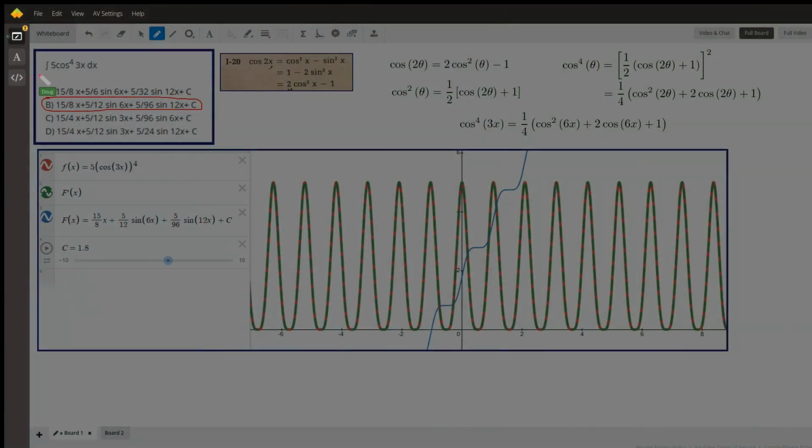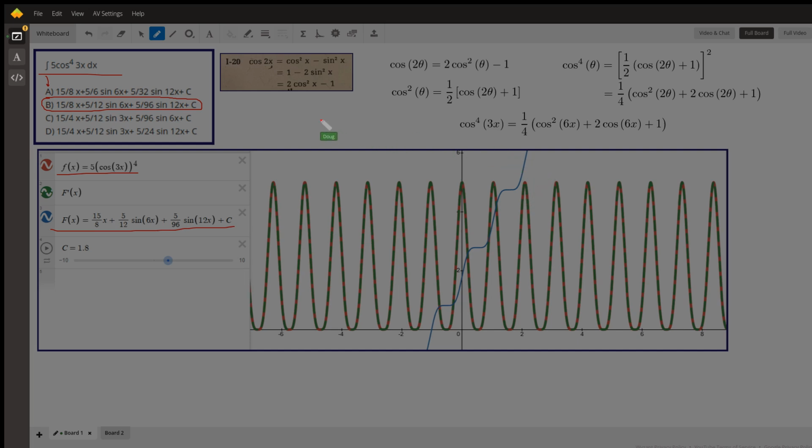Okay, you're given this indefinite integral and asked which of these choices is the correct antiderivative. Turns out it's B. Here's proof. Here's the graph of the original function, which is the red curve here. F prime of x turns out is identical to that. And here's the antiderivative that matches what we have in part B. That's actually this blue graph here.